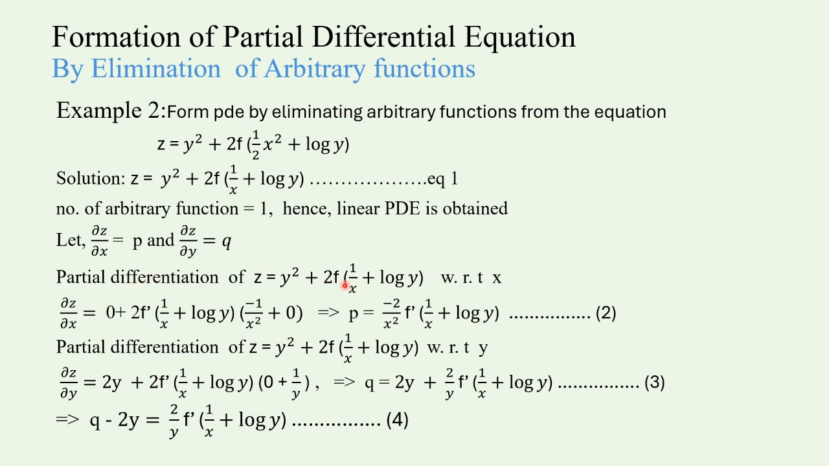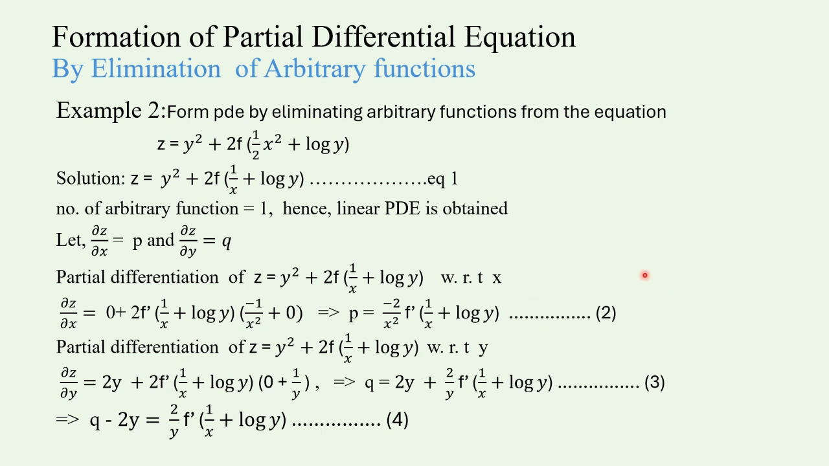Here 2f, the 2 we write as such. f becomes f dash. The term inside the bracket we first write as such, and then following the chain rule, we differentiate each term inside the bracket. 1 by x becomes minus 1 by x square when differentiated with respect to x. Log x will become 0. Now this is p, and simplifying this we get this. We call this equation 2.